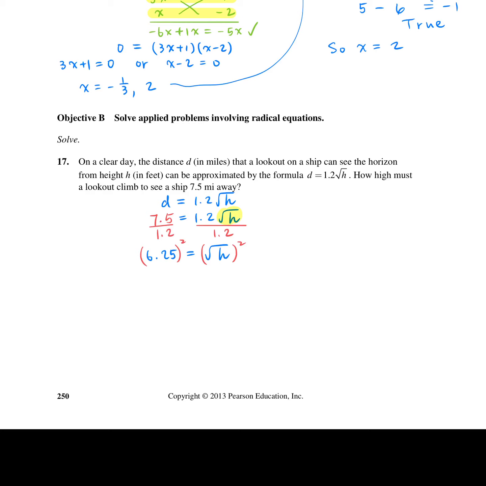We will have 39.0625 equals h. And that is the height. So the unit is feet. Therefore, the height is 39.0625 feet. That will give you a distance of 7.5 miles.